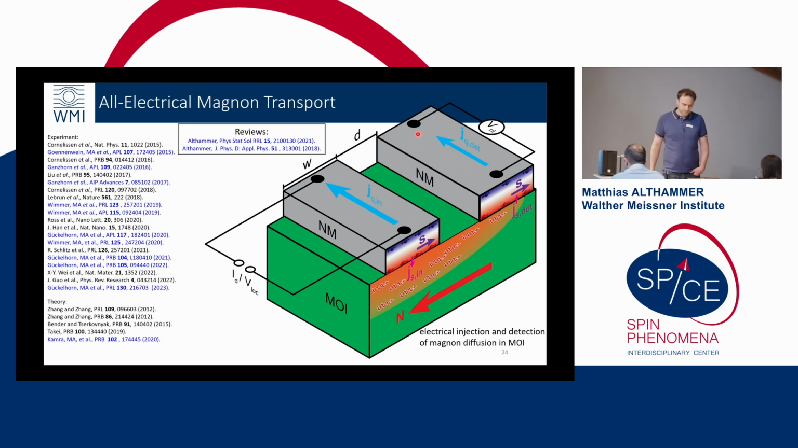And there has been lots of work pioneered in the beginning by Ludo Cornelissen and Bart van Wees' group. And then, as Gerrit already mentioned, Sebastian picked up the pace quickly, and then we worked on lots of things. And I would also like to mention that Matthias Kläui with his group, and Romain Lebrun, were the first ones to show that you can also do this, instead of yttrium iron garnet, with an antiferromagnetic system.